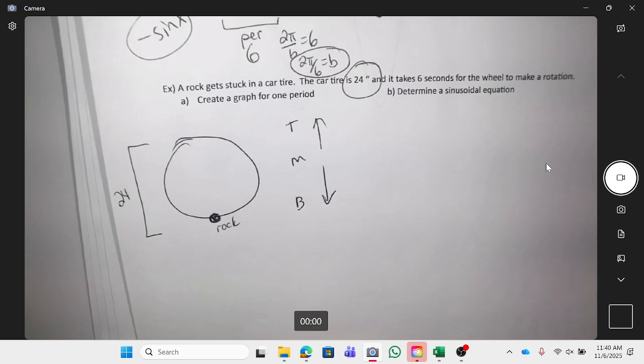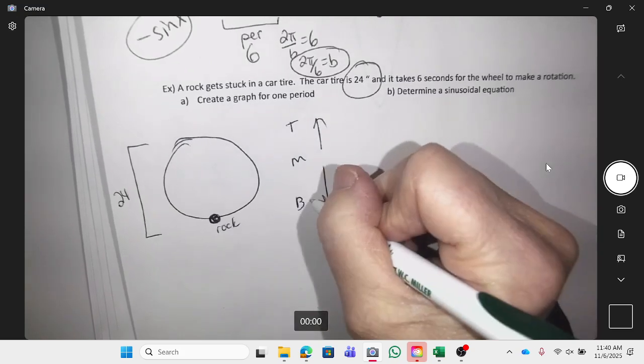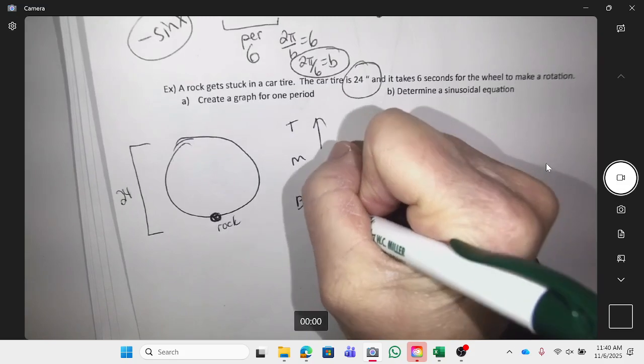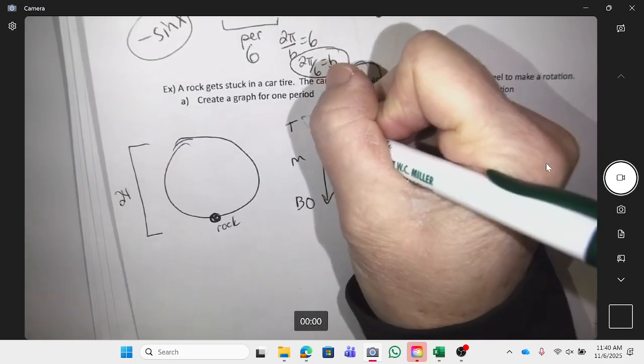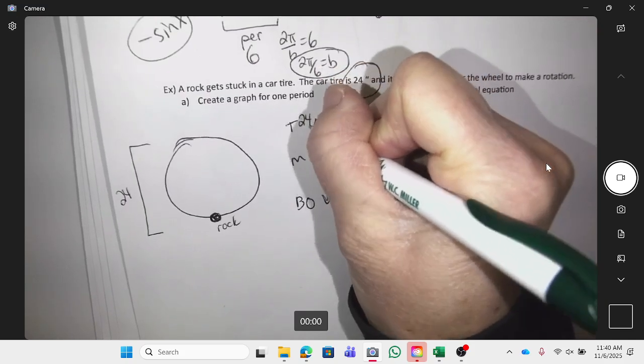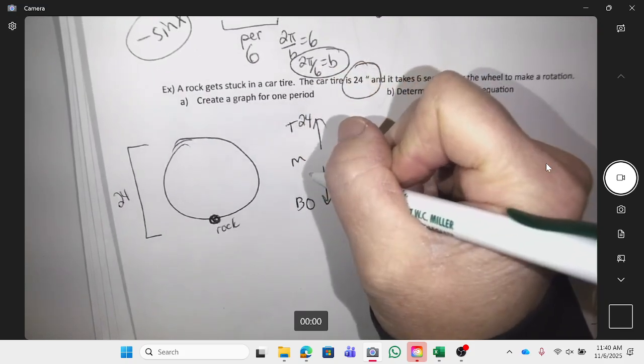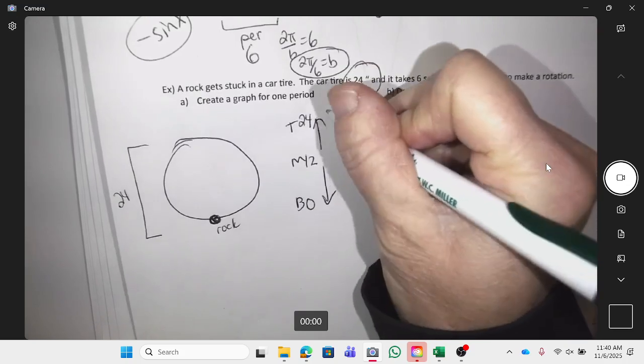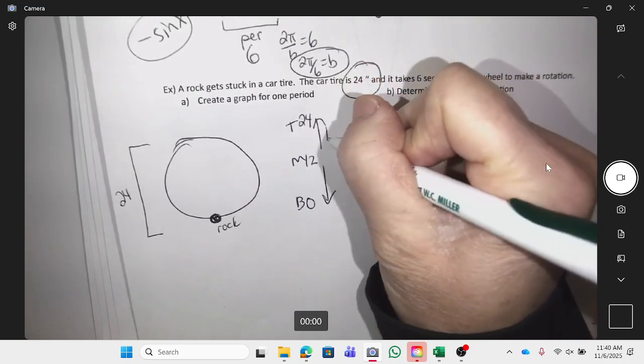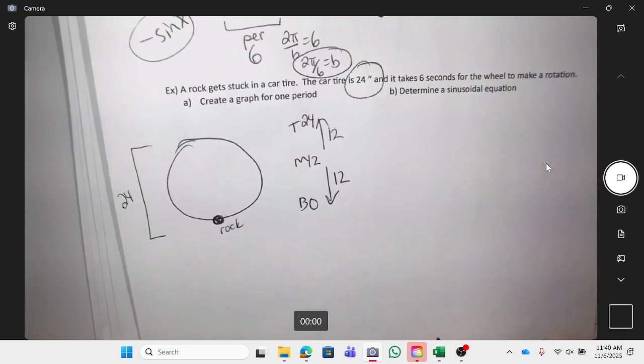So what's the lowest position of the rock? 0. What's the tallest, the highest? 24. So where would it be when it's in the middle? 12. How much fluctuation is going above and below? 12.